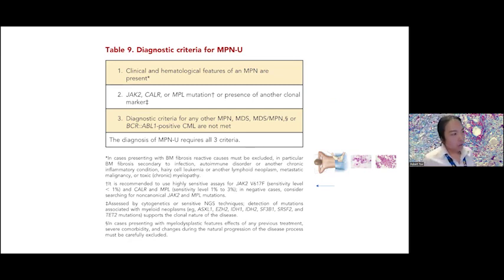So I put up the ICC version here, and you can see on the top line that one of the criteria is that clinical and hematological features of the MPN are present. Now, in the ICC version, there's not as much clarity about what exactly that means. Criteria number 2, in this case JAK2, has been met.